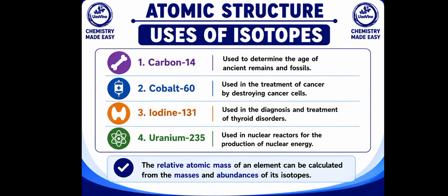Now let's look at uses of isotopes. Number 1, carbon-14 is used to determine the age of ancient remains and fossils. Number 2, cobalt-60 is used in the treatment of cancer by destroying cancer cells. Number 3, iodine-131 is used in the diagnosis and treatment of thyroid disorders. Number 4, uranium-235 is used in nuclear reactors for the production of nuclear energy. Note, the relative atomic mass of an element can be calculated from the masses and abundances of its isotopes.